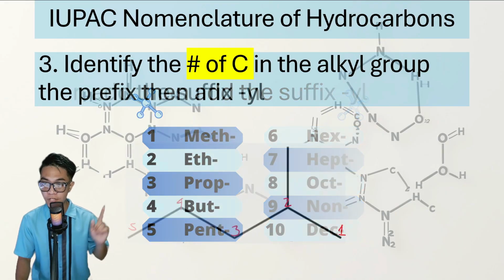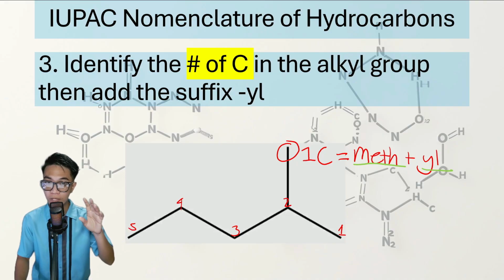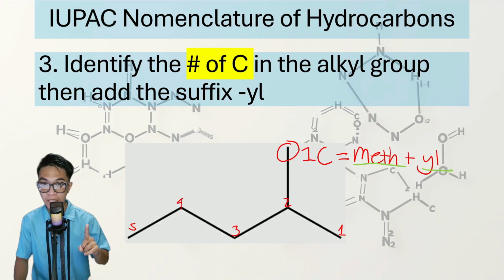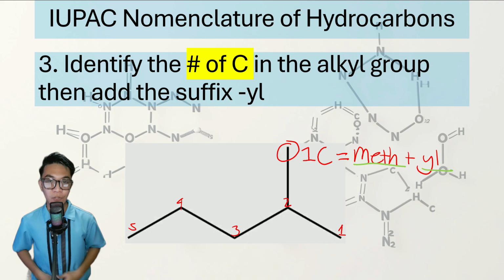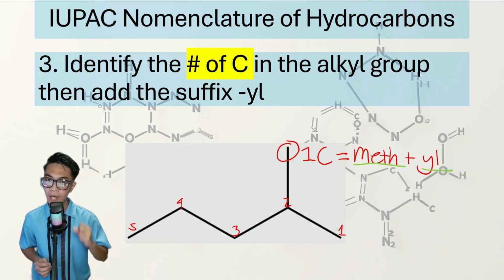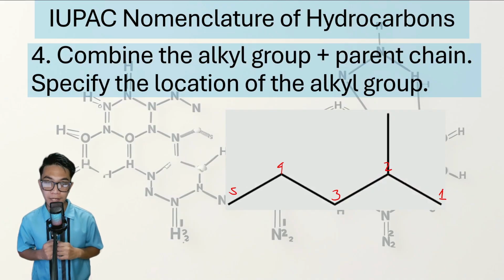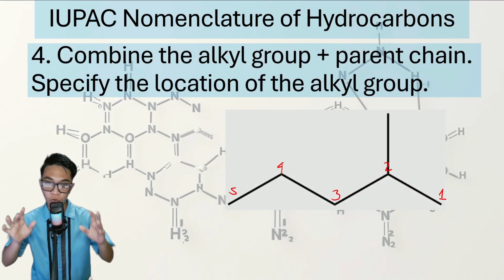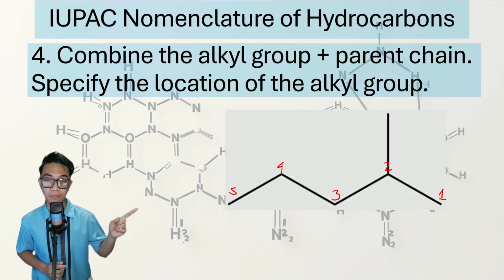Now, in our previous example, we have only one carbon atom, so we give that the prefix of meth plus the suffix of -yl, so that alkyl group is called the methyl. Okay, so that is our third step, and now let's proceed to our last step. Since we now have our parent chain and our alkyl group, it's now time for us to combine those names into one whole name to identify this entire hydrocarbon.